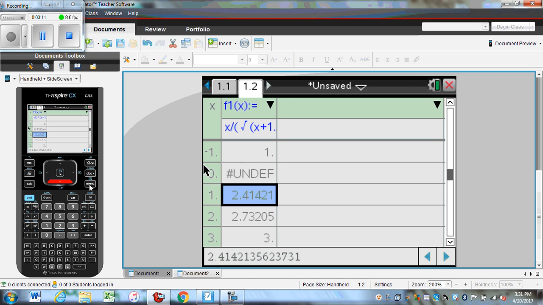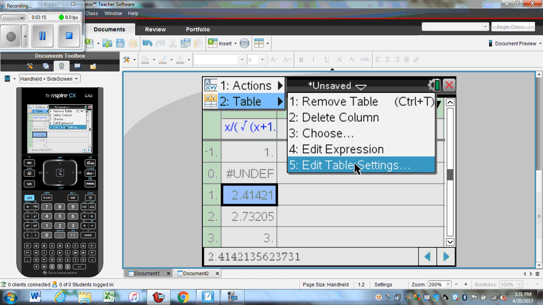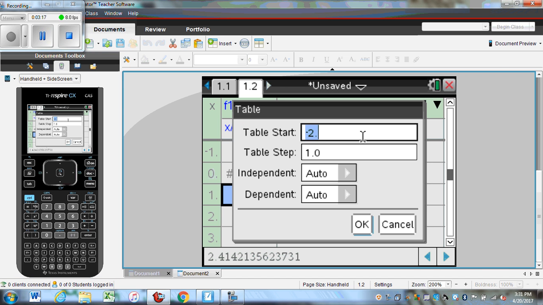So what we want to do is change our table settings. Hit Menu, Table, Edit Table Settings. Now, your table start should be what x is approaching. If x is approaching 0, start your table at 0. You may say, why don't I start it a little bit to the left or a little bit to the right? We're going to be able to see that movement anyway. The table step is what's most important. The more microscopic we can get, the better idea we're going to have about what this value is approaching.